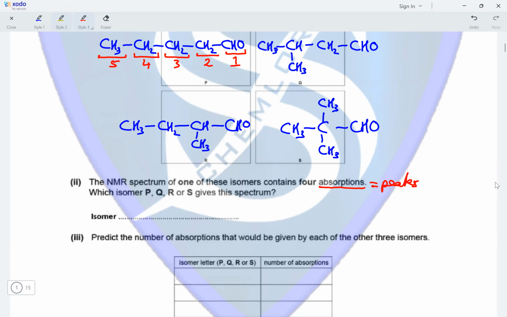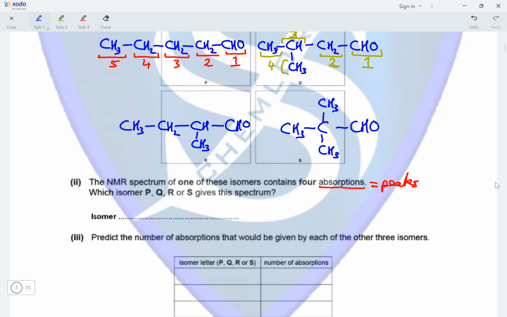Moving on to compound Q. So we would have one environment with the CHO group. We would have a second environment with the CH2 between a CH and CHO. We would have a third environment with the CH present between two CH3s and a CH2. So this will be a third chemical environment. And looking at the CH3 groups present, both of them are attached to a CH. So both of them are present in the same environment. So both of them will give us the fourth environment for this compound. So altogether four peaks, and that is exactly what has been asked.